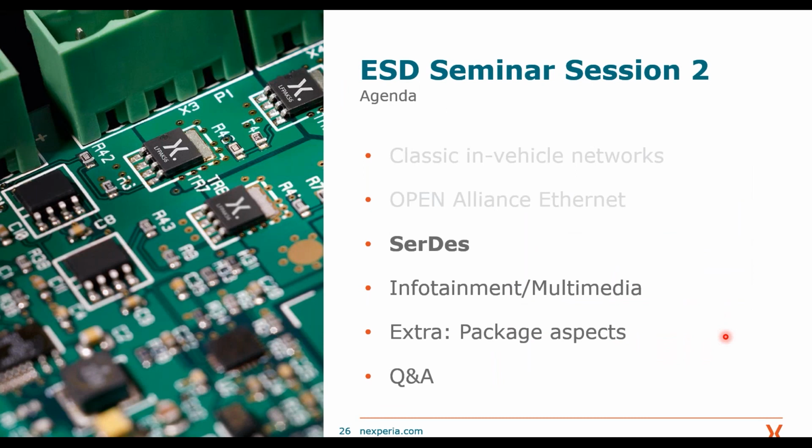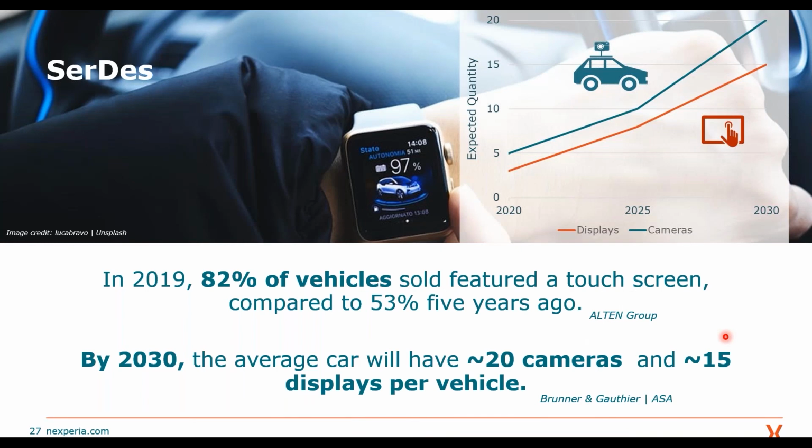We move on to SerDes, and SerDes is serializer, deserializer. It's getting more and more important in automotive, and this is also a trend in automotive for the next years. The number of cameras and displays is increasing in the cars, so we have these central information displays and car driver information displays. Also, rear mirror displays are appearing in the car, and the number of cameras is increasing. So all these parts need to be connected somehow.